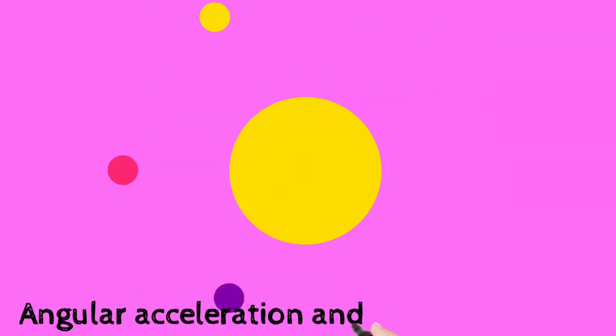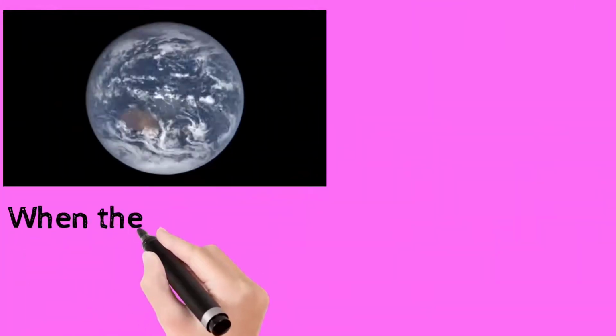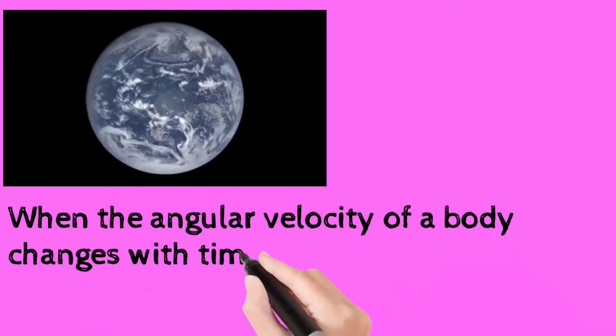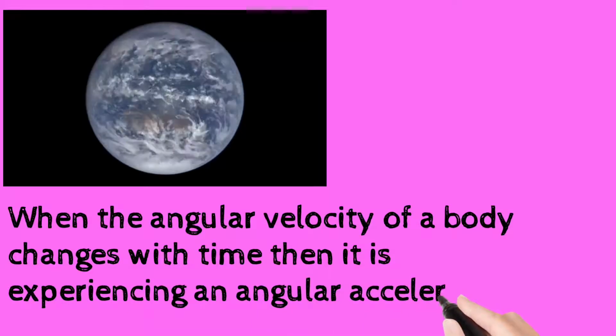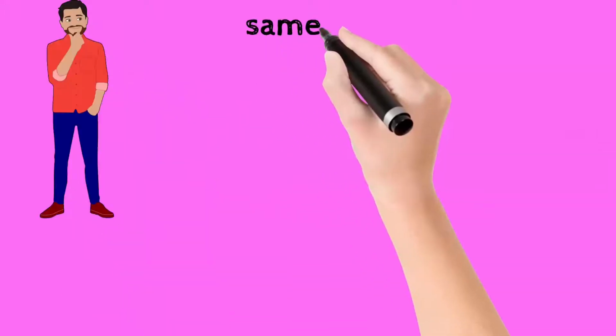Welcome everyone. In this video, we'll learn about angular acceleration and its components. As we know, when a body rotates, it will have angular velocity. The same way, when the angular velocity of a body changes with respect to time, it is experiencing an angular acceleration. That is, the rate of change of angular velocity is given as angular acceleration.